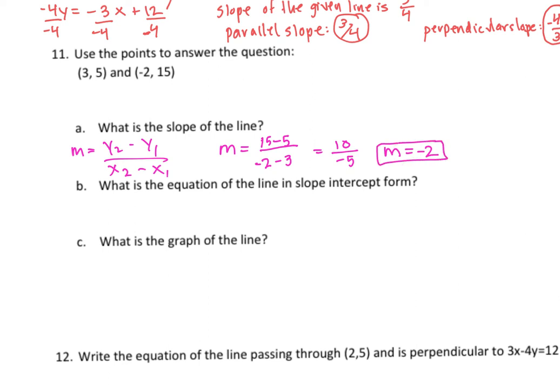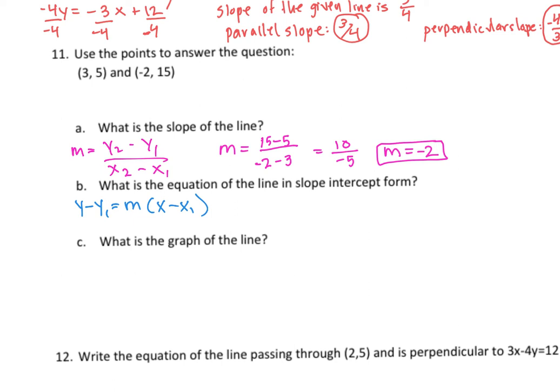That's the first thing that the question asks. Then we need to find the equation of the line in slope-intercept form. So the first thing we need to do to put the equation of the line in slope-intercept form is put the equation into point-slope form and then solve for y to get it into slope-intercept form.